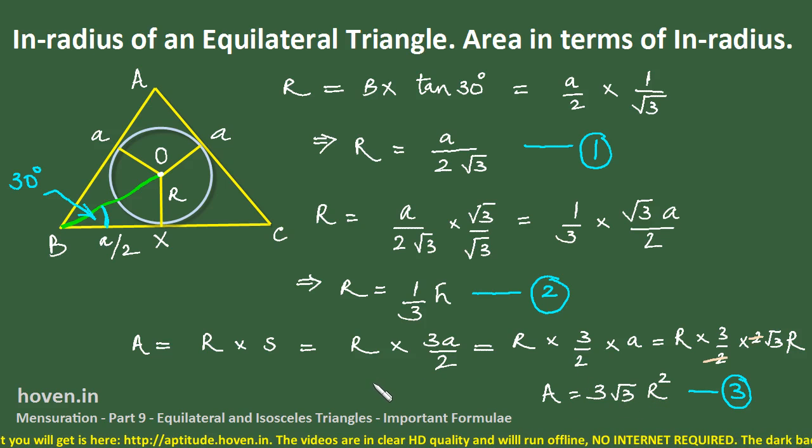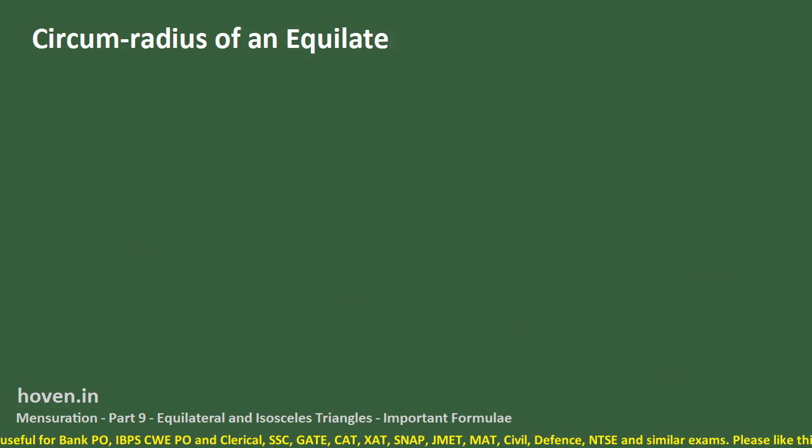There are various ways of casting this area. We have used this formula r into s for obtaining a relation between a and r. We had this a here and we substituted this a from equation 1 and we were able to establish a relation between the area and the inradius of an equilateral triangle. These three apply to an equilateral triangle. So you can remember or derive them just in time. Let us move to our next formula.